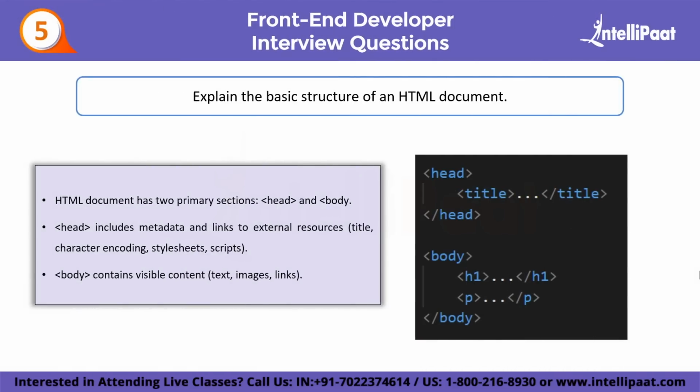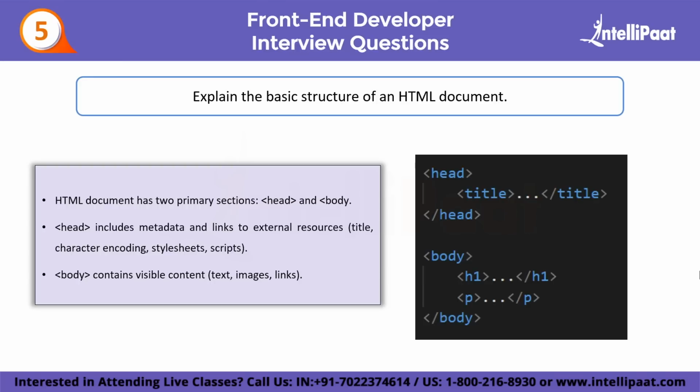Our next question is, explain the basic structure of an HTML document. The answer to this question would be something like this. A basic HTML document has a very simple structure. At the top, it has a doctype declaration which defines the document type and version of HTML which is being used. It basically tells the web browser that the page is written in HTML5. After that, it has an HTML element, which is the root element of the HTML document. It contains all the content on the web page.